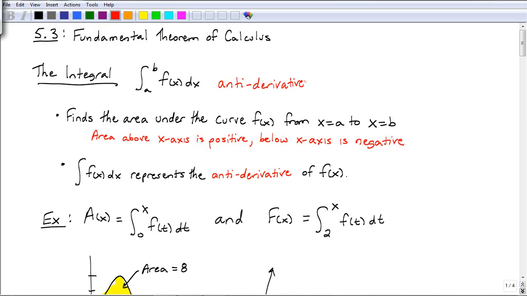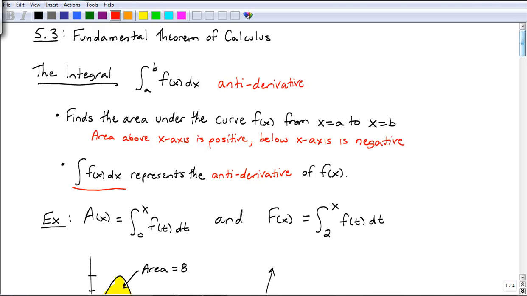But what the integral really does is it finds the area under a curve, f of x, from one x point to another x point. So it's really just giving us the area. The area above the x-axis is always thought of as positive. The area below the x-axis is always thought of as negative area. So we add these together to get a net area. And the integral of f of x dx represents the antiderivative of f of x, which is the opposite of a derivative.